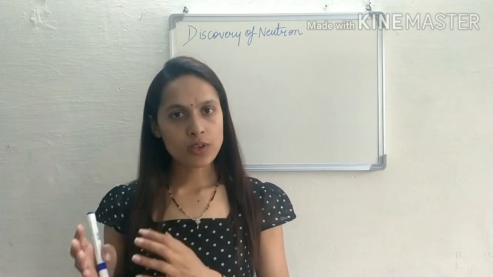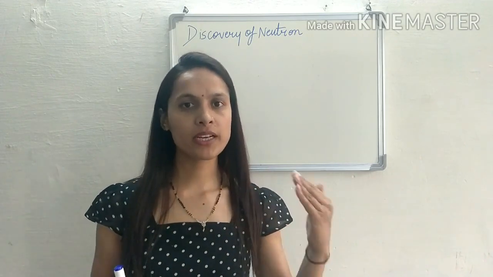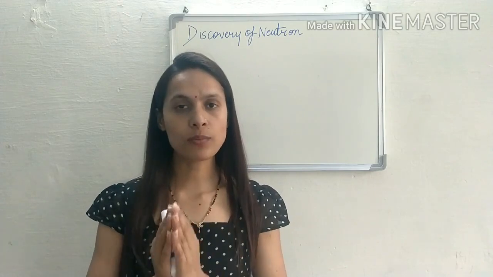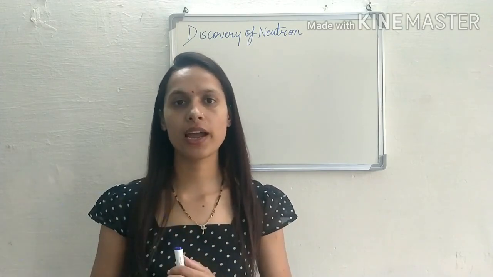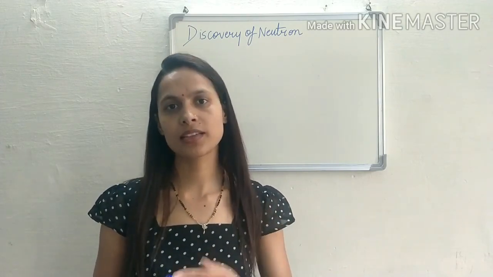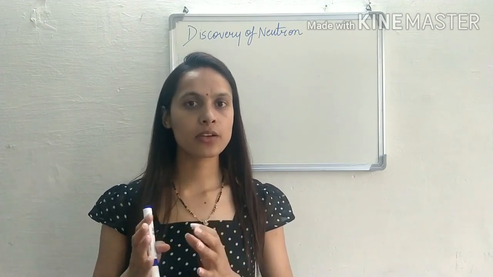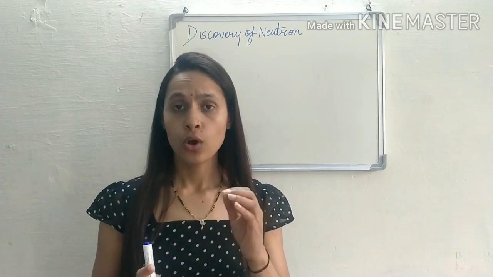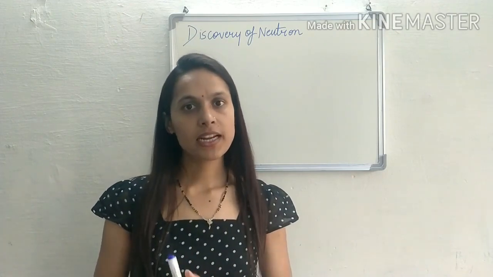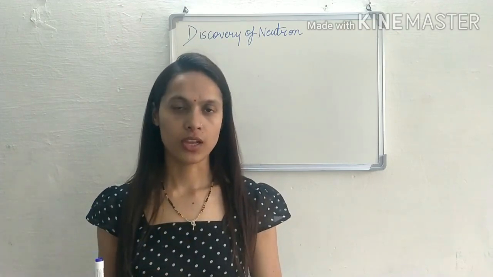But the actual mass of the atom differ from the calculated mass. लेकिन जो actual mass आया, experimental mass जो आया atom का, वो calculated mass से क्या आया, differ आया. It means that there is certain thing which is present in the nucleus which is neutral but it has a mass.